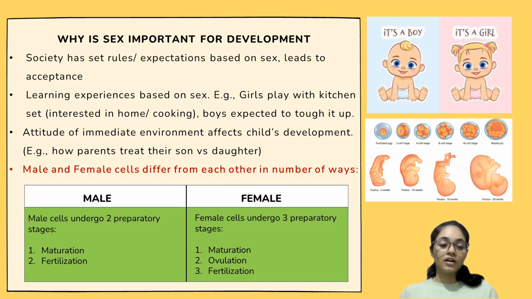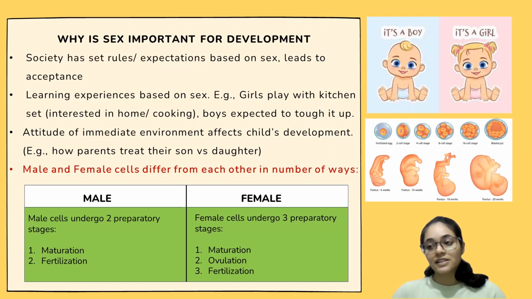Lastly, we have the point of attitude of the immediate environment. That is, when the child is born, the attitude that the family members have towards the child. Let's just take an example. I'm talking about a very orthodox, traditional family that was expecting to have a male child, and instead they give birth to a female, a daughter. They wanted a male, they ended up with a daughter.